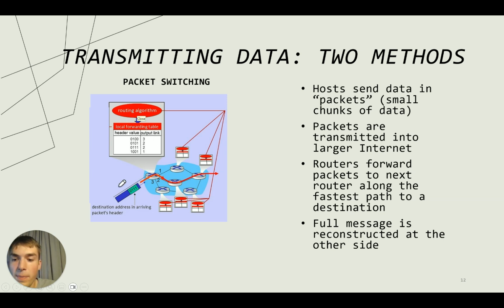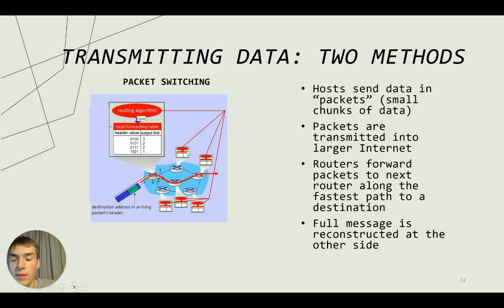Now, because the packets are split up, the router might decide to send different packets along different links. And this isn't a problem unless some packets are lost. We'll discuss what happens in that case in part 4. But once all the packets have been transmitted, the message is reconstructed on the other side.